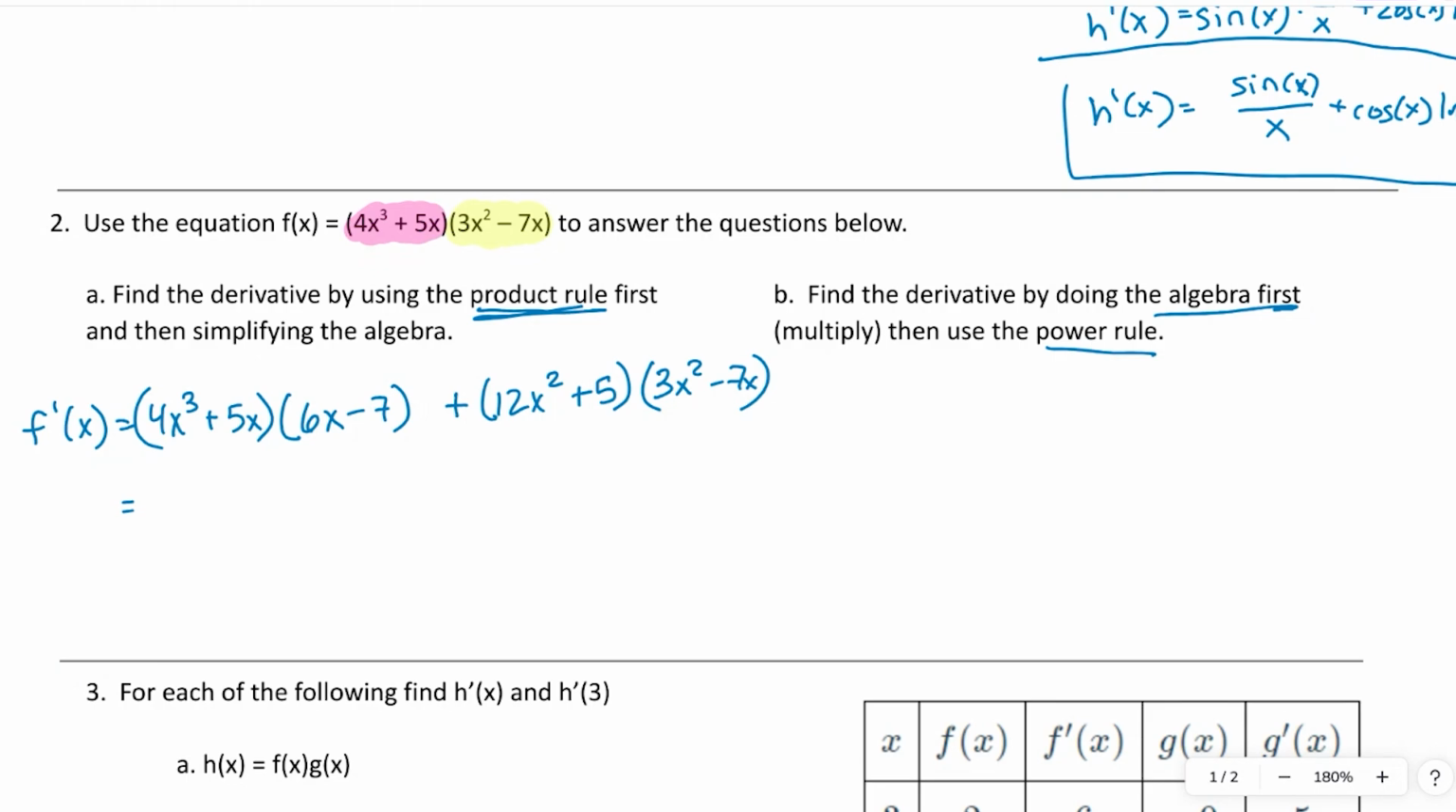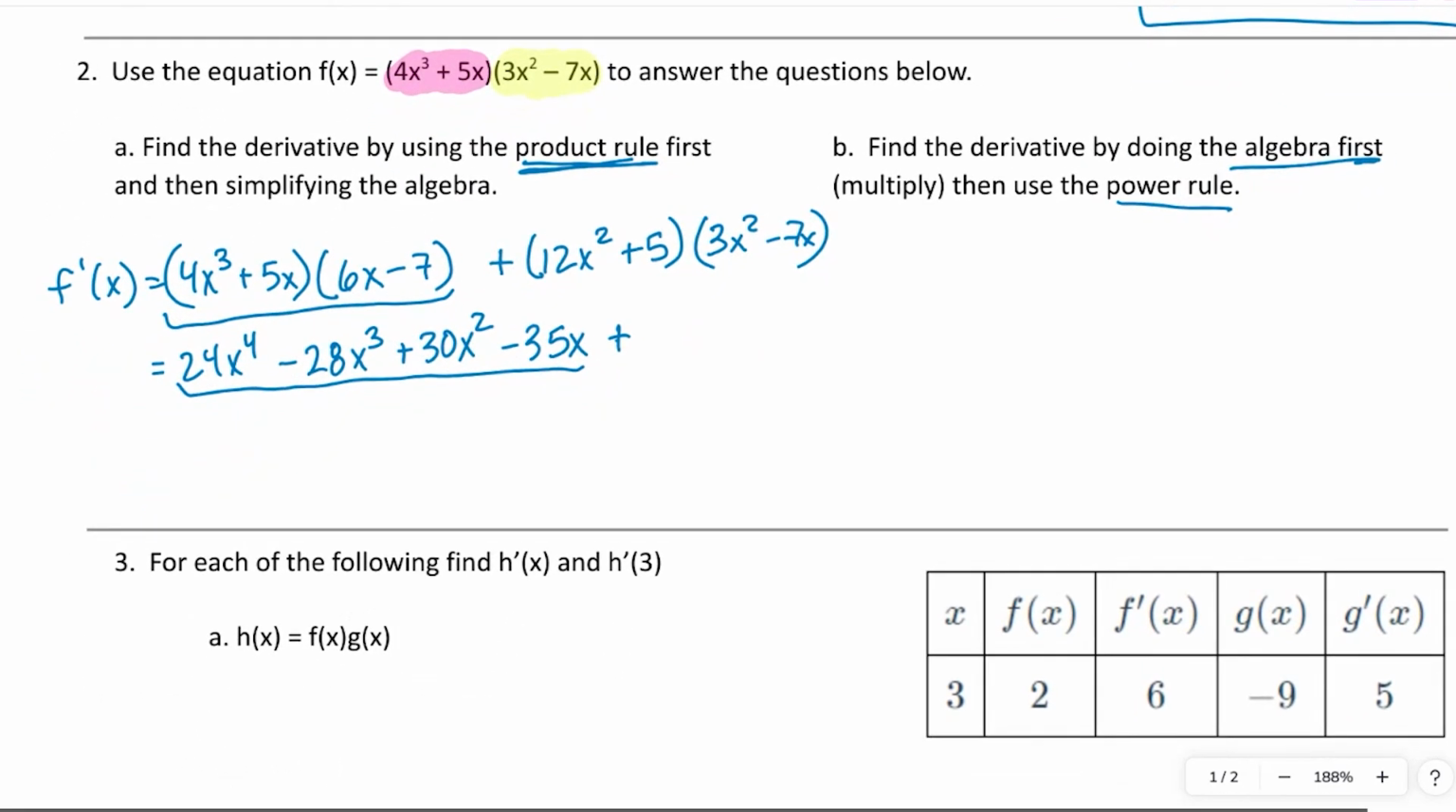Because now we're going to have to multiply all this stuff out. So we've got 4x cubed times 6x. 4 times 6 is 24, x to the fourth. And then we've got 4x cubed times negative 7, so that'd be minus 28x cubed. Really counting on my mental arithmetic being correct here. Plus 30x squared minus 35x. Okay, so all of that just came from the first product. Now we've got plus, and then we need to multiply these two binomials together.